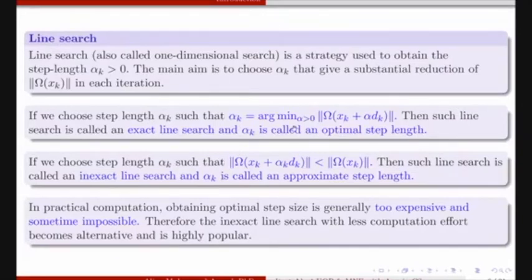The first one is when we get the step size alpha k by solving this one-dimensional minimization problem. Then we call this line search exact, and the alpha k obtained this way is called the optimal step size or step length. But if we cannot get this because it is very expensive, then we can impose some conditions that will guarantee this inequality. If we have this, then we call this approximate step size, and this procedure is called inexact line search. In the literature, you can find that inexact line search is the one people are using because it is less expensive and less costly.